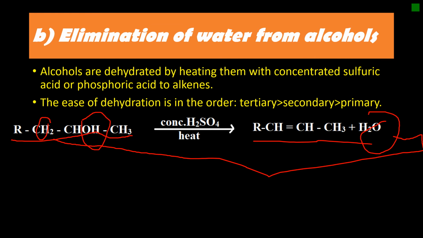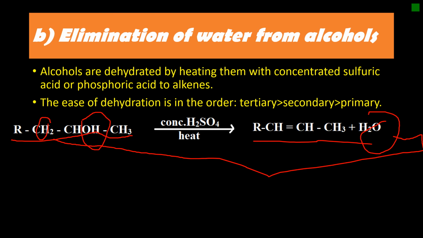But pay attention with where you are going to take hydrogen from. According to Zaitsev, hydrogen is taken from the poor carbon, meaning the carbon which has fewer hydrogen atoms. For this beta carbon, it has 2 hydrogens, while this beta carbon has 3 hydrogens. So the hydrogen must be taken from here, and the alkene produced must be this with the double bond in the middle.